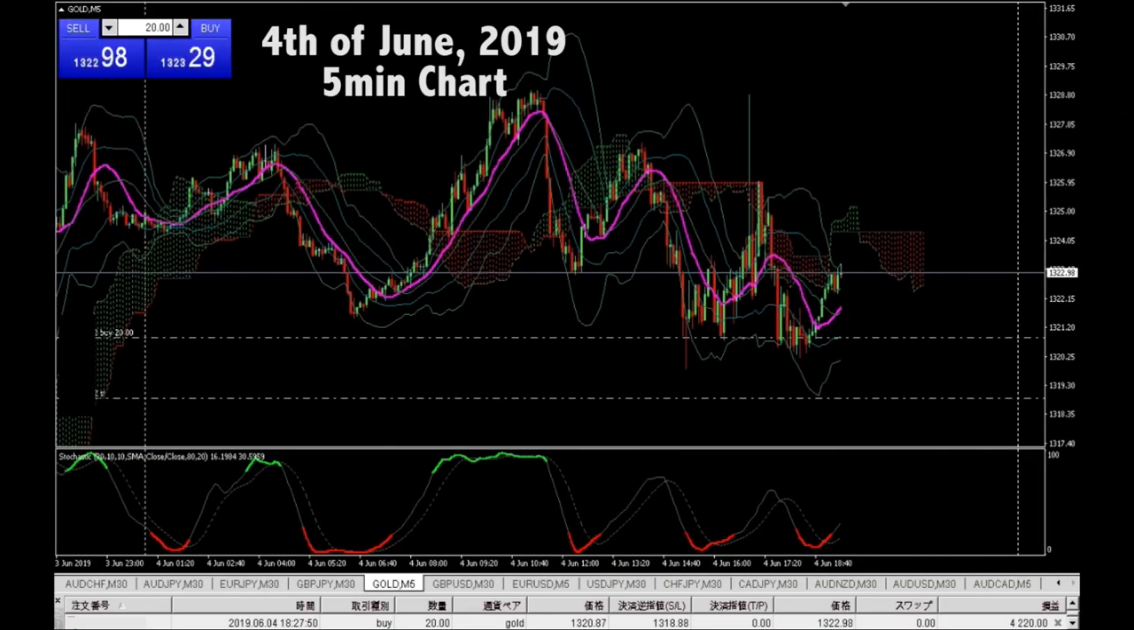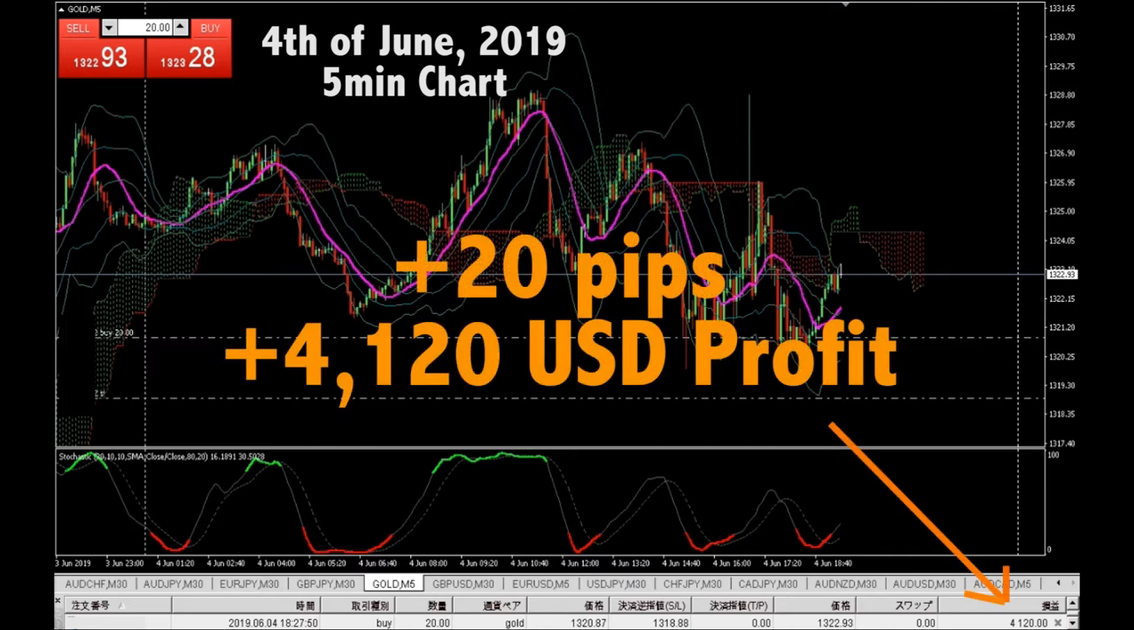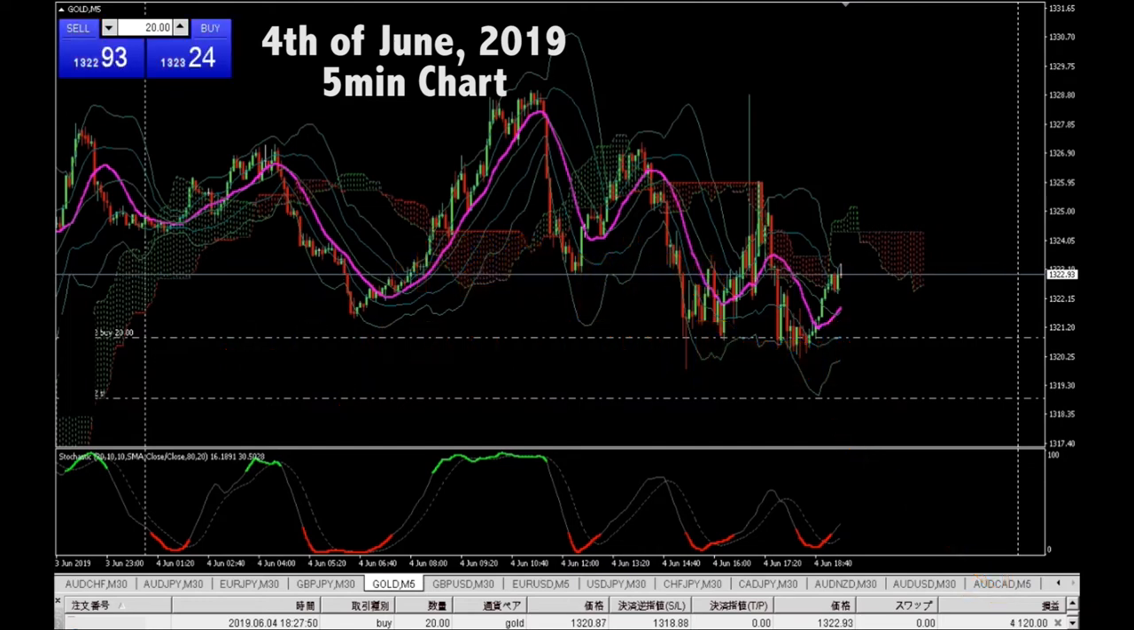About 1 hour passed from the previous recording, and I see some profit running. Now it's like 1:30 a.m., midnight in Japan, so I will go to bed soon. But the price went about 20 pips above where I placed the buy, and currently I'm running about $4,000 of profit. Now it's clear that the price was supported at the recent lowest.